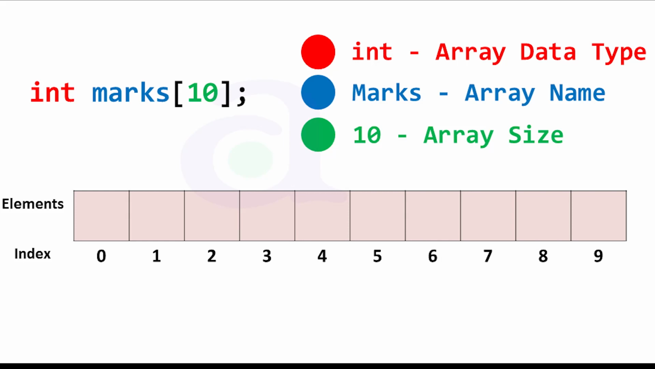What is an array? An array is a collection of items of the same data type, stored at continuous memory locations. An array can be declared if its data type, identifier, and size are known. So that is how we can do it. Now let's see how we can write this in code.